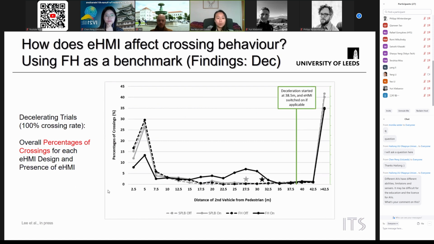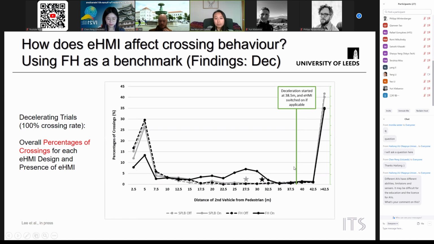So, findings. What you're seeing here are the percentages of crossing, and these are the distances of the second vehicle when pedestrians initiated crossing. So it is about where the vehicle is located when pedestrians start crossing. And as you can see again, there's this bimodal crossing pattern. So that's the line at which the vehicle starts to decelerate, 38.5 meters. A lot of people have crossed before the vehicle even decelerates. That's what I've mentioned previously, or they wait until the very last minute, within 5 meters before the vehicle comes to a full stop at 2.5. So again, this bimodal pattern is observed.